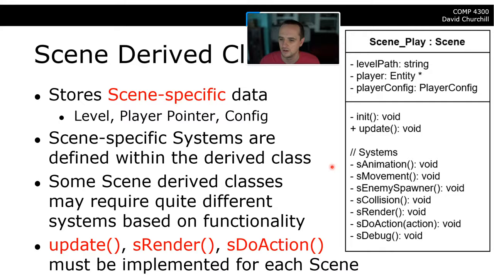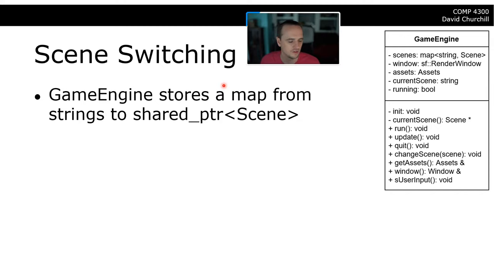Okay. So now let's talk about scene switching. If we look back here at the game engine class, this is what I showed before. The game engine class stores a map from strings to shared pointers. For example, in that map, we could have an entry which is indexed by menu, and then the value for that key-value pair will be the menu scene. Maybe we have another one which is play.